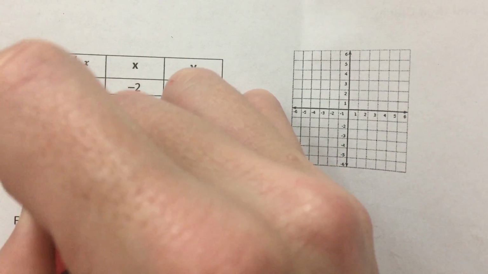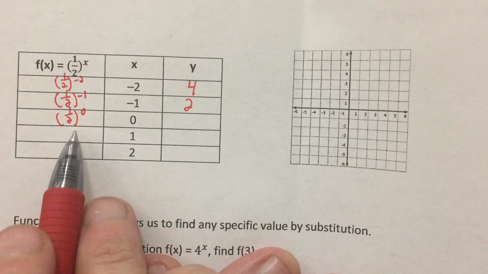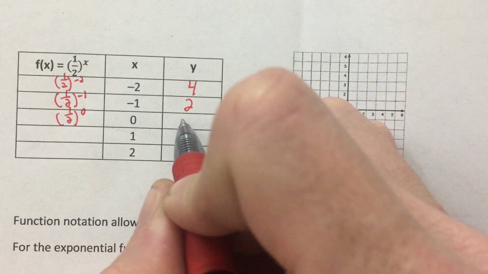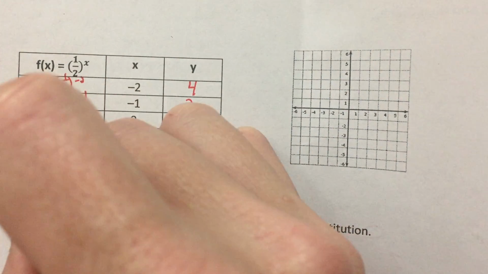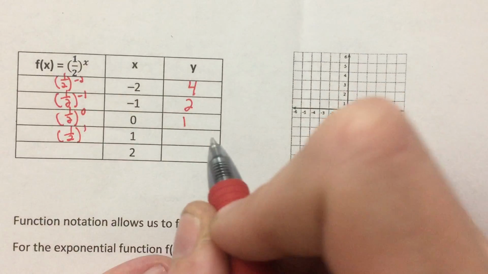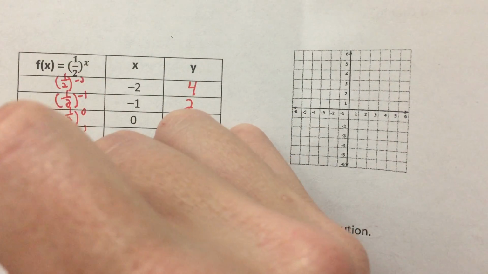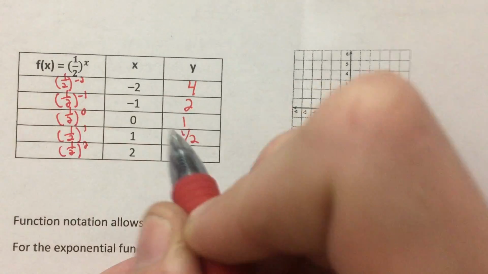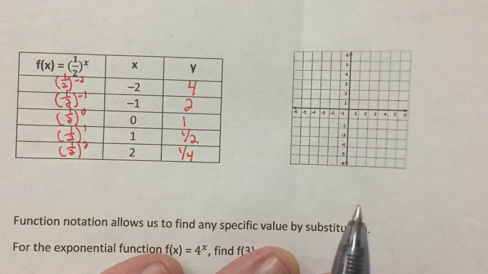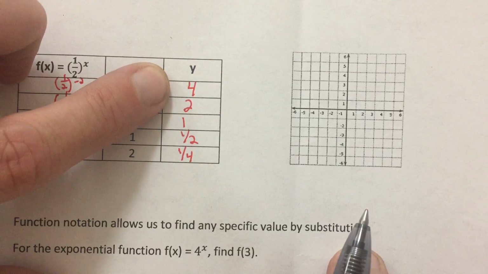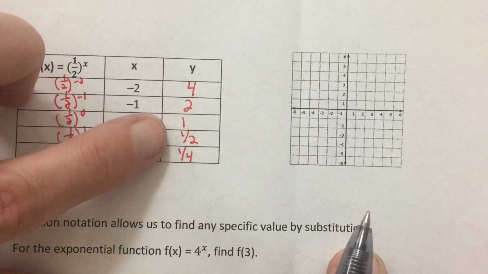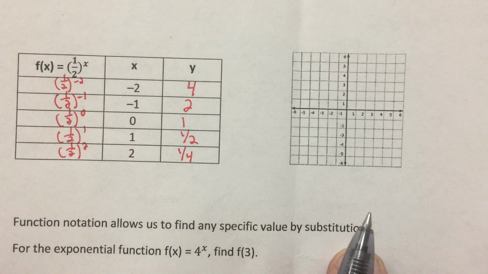When I plug in 0, 1/2 to the power of 0, anything to the power of 0 is just 1. When I plug in 1, 1/2 to the power of 1 is itself, 1/2. And when I plug in 2, 1/2 to the power of 2 is 1/4. You might notice that over here in the y column, these numbers are halving themselves, or dividing by 2 every single time, right? Half, as in the base.